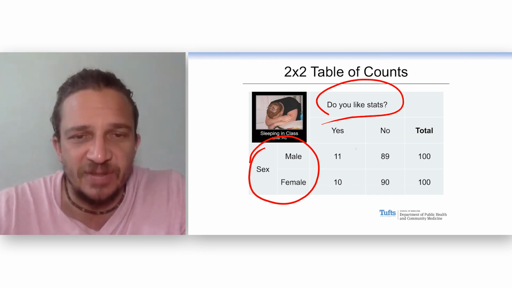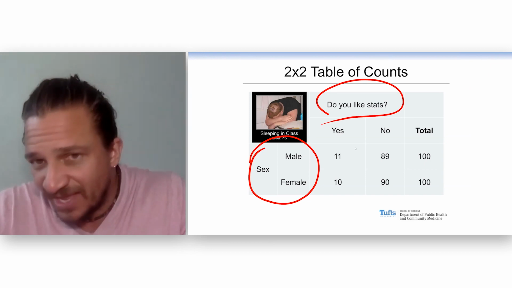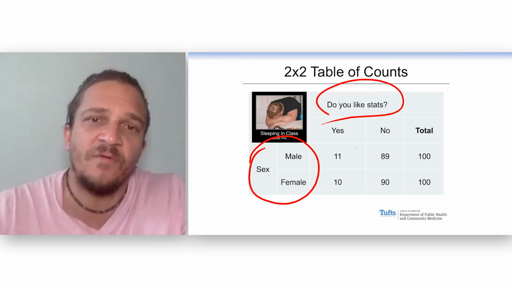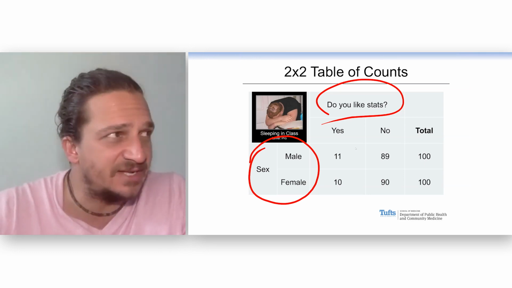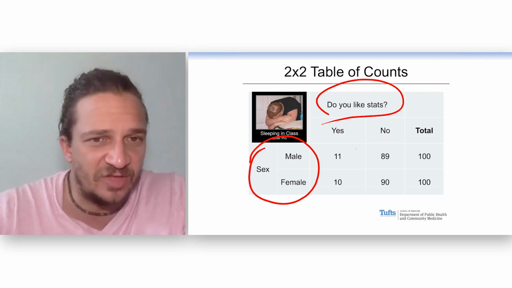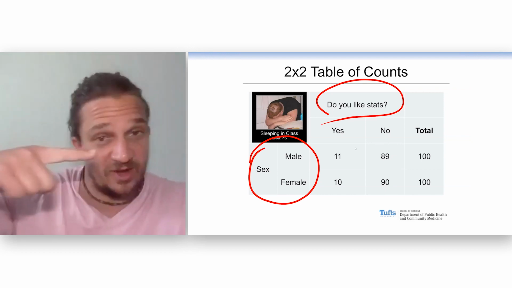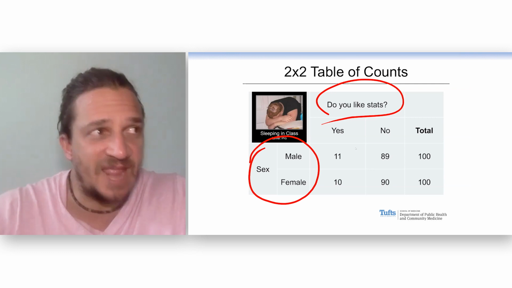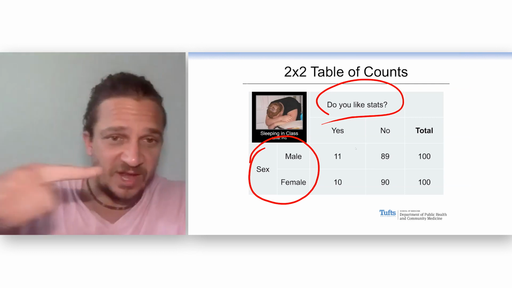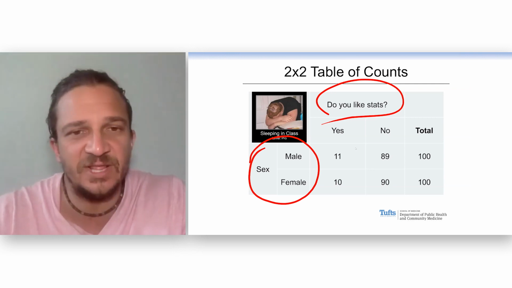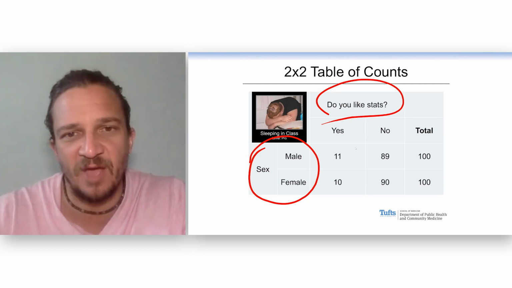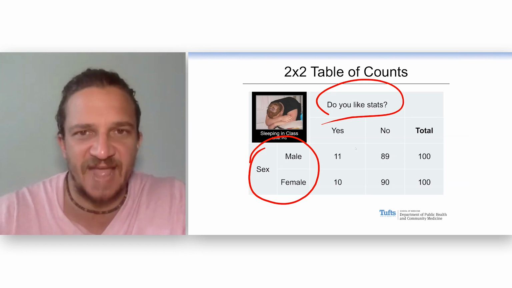Is there a relationship between liking stats and whether you are male or female? Or another way to state that is, are these things dependent on each other? Hey, that person over there, do they like stats? If the answer depends on whether that person over there is male or female, then we say, yeah, there's a relationship. Another way you can think about it is, what percent of men like stats?